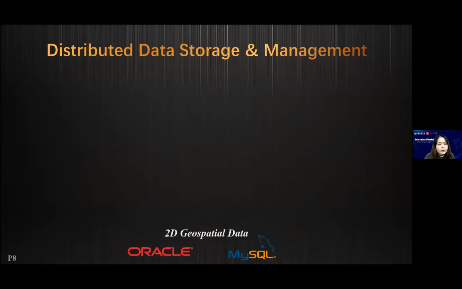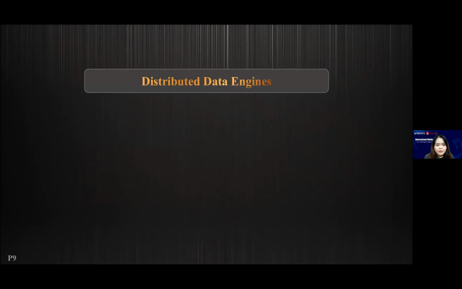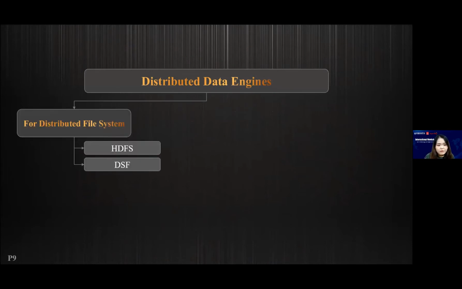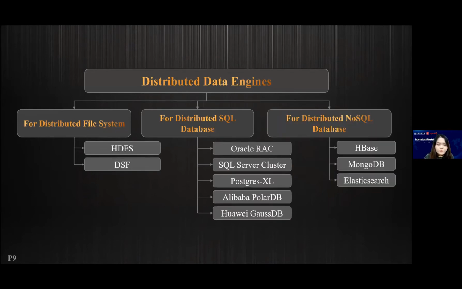In the past, we always used relational databases like Oracle or MySQL to manage 2D geospatial data. But those relational databases cannot handle 3D data and big data. With distributed databases, it's easy to manage those data. So we built up a distributed data engine. It includes distributed file systems, distributed SQL databases, and NoSQL databases. With the distributed data engine, we could quickly do any data uploading and data query.